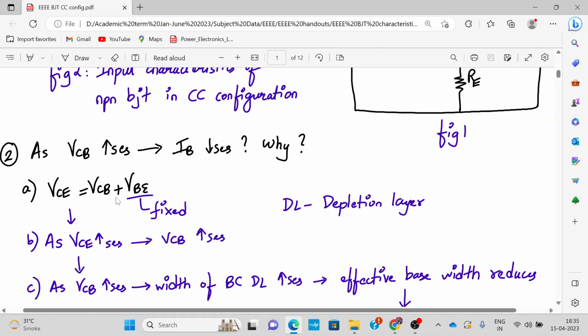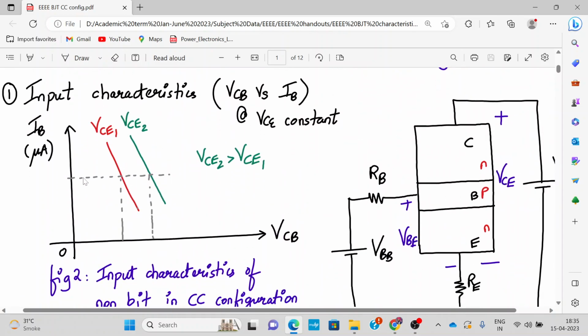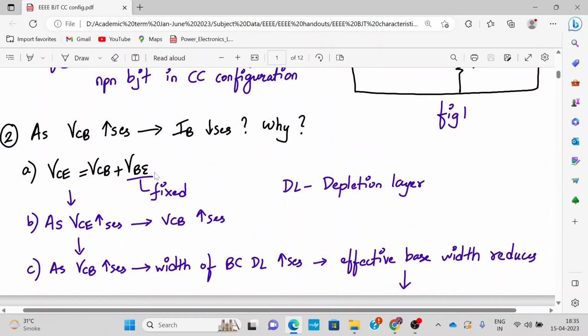VCE is given by VCB plus VBE. We have discussed this equation's origin. Here we are considering VBE constant, let's say. For a constant value of IB, that value will be constant only when VBE is constant. So let's say VBE is constant.